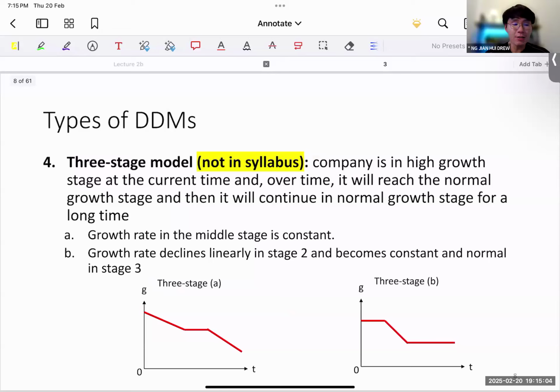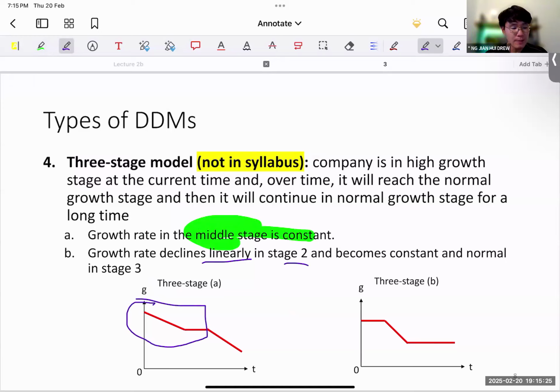And the final model, which is out of syllabus, is the three-stage model. The three-stage model brings into context that you have, first of all, a growth rate at the middle stage, which is constant, and then you have some linear decline in stage two. So, in this sense, it is like an H model, and then it will decline further. Or it can be a flat growth and then a decline, which is an H model at the second part.